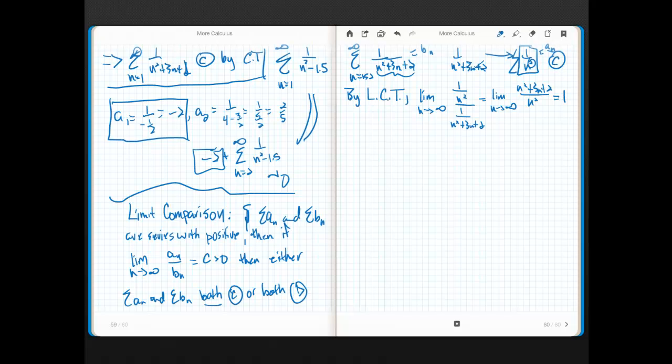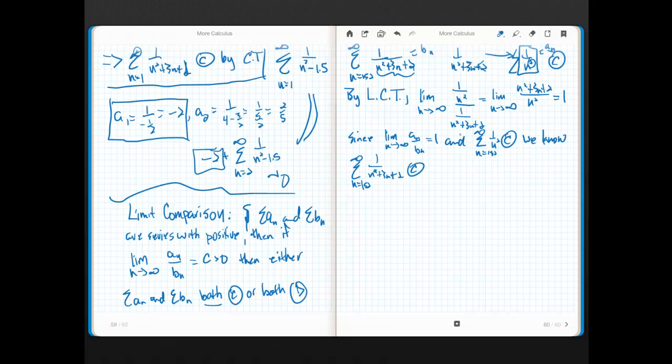So, by the limit comparison test, since the limit as n goes to infinity of a sub n over b sub n equals 1, and the sum as n goes from 1 to infinity of 1 over n squared converges, we know the sum as n goes from 152 to infinity of 1 over 3n plus 2 converges as well.